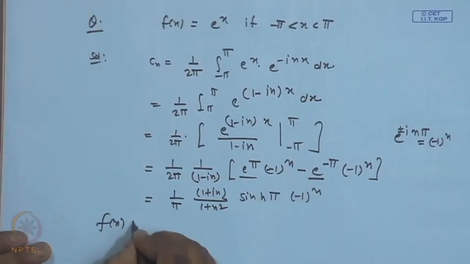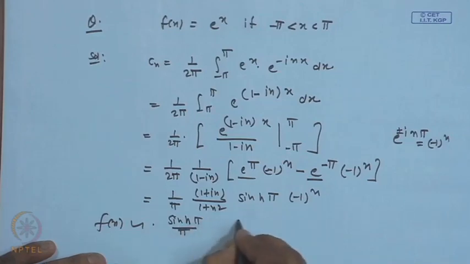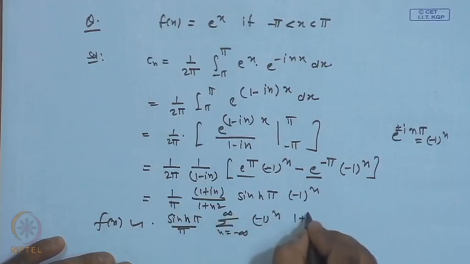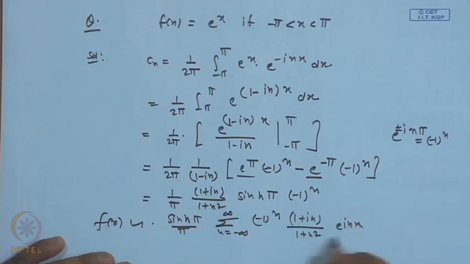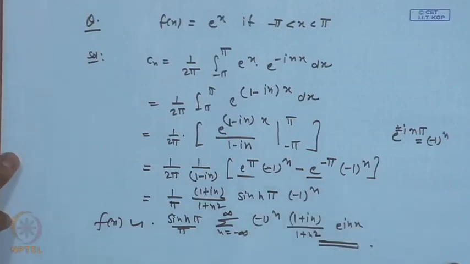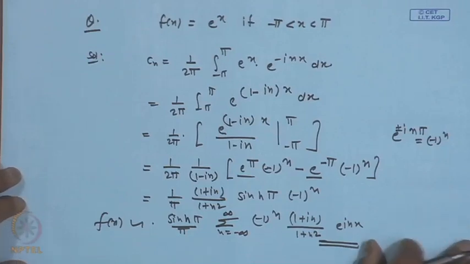So, this f(x) we have sinh pi over pi, and sum for n from minus infinity to plus infinity of (-1)^n times (1 plus i n) over (1 plus n squared) times e^(i n x). So, this is the complex form of the Fourier series of a function, which is just equivalent to what we have seen in the earlier form of the Fourier series.